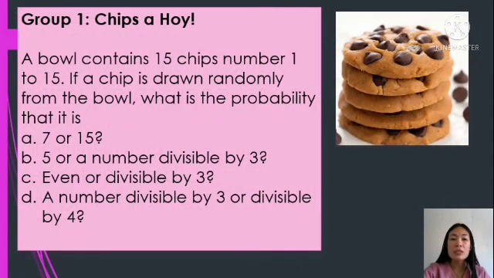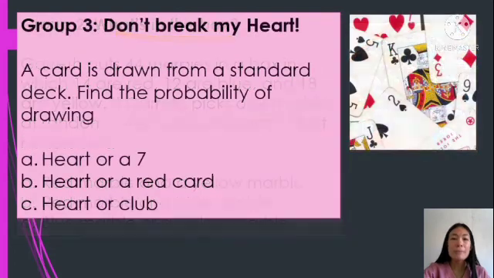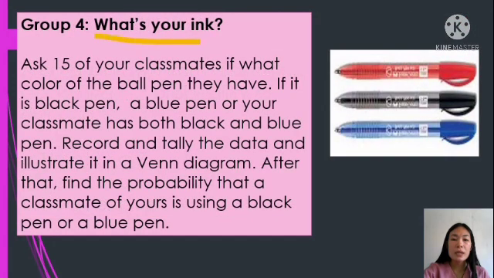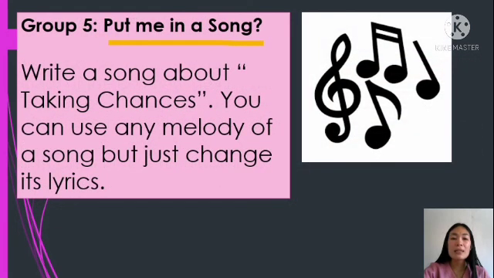It is named as Chips Ahoy. So read the situation. Okay, for the group, what's in the box? For group, don't break my heart. So read the situation and answer the question. Or it is named as What's Your Ink? This is Put Me in a Song. You're going to write a song about taking chances. You can use any melody of a song but just change its lyrics. Taking chances, because when we say probability, it is possibility or chance. Okay, very good.